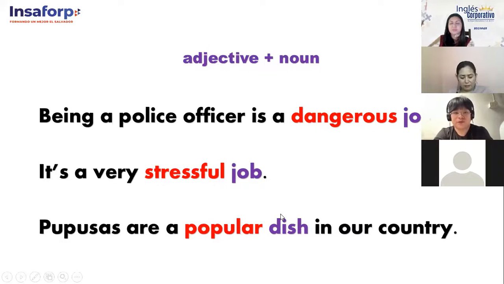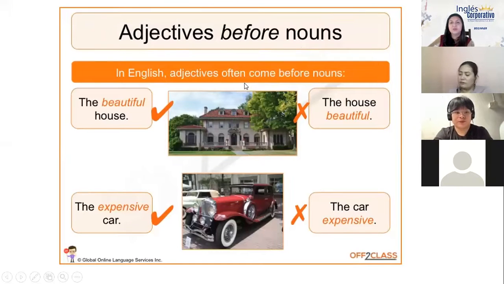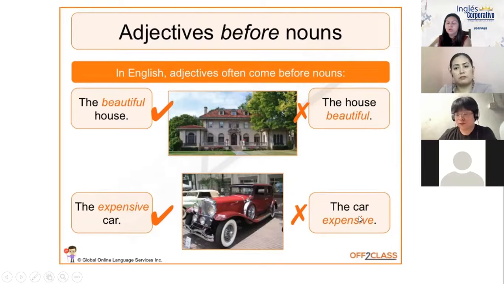Entonces, these are more examples. Remember, adjectives before nouns. In English, adjectives often come before nouns. Example, the beautiful house. Eso sería the correct form. That would be the correct form. Incorrect, the house beautiful. Eso sí está incorrecto. The expensive car, el carro caro. It's incorrect, the car expensive. Eso no está bien, esto está malo. Vean esto, no lo vean. Look at this, the beautiful house, the expensive car.